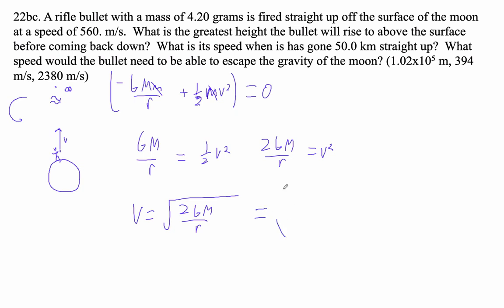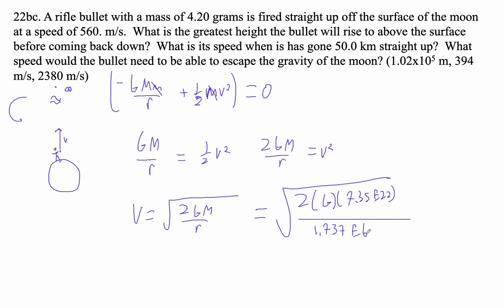So let's do it. Square root of 2 times G times 7.35 E22. And then we're shooting it from the surface of the moon, so that's going to be 1.737 E6. Here we go. Square root, alpha F1, alpha G, times 7.35. Alpha G only works if you store that number, 6.67 times 10 to the minus 11th in your letter G, which is what I did.